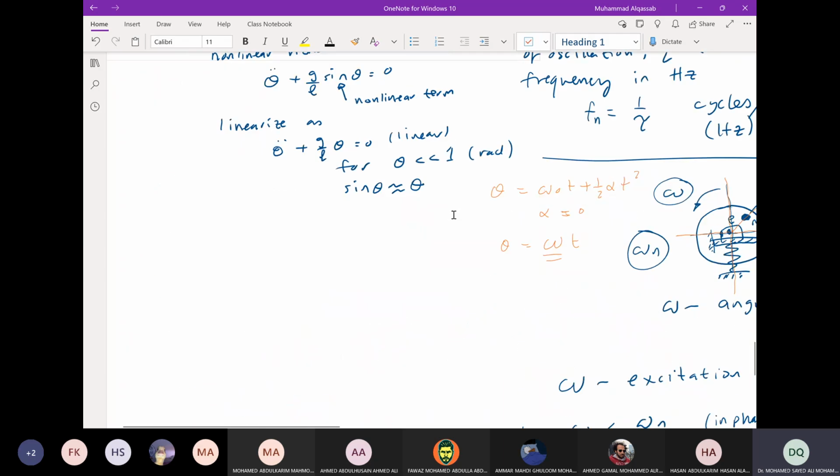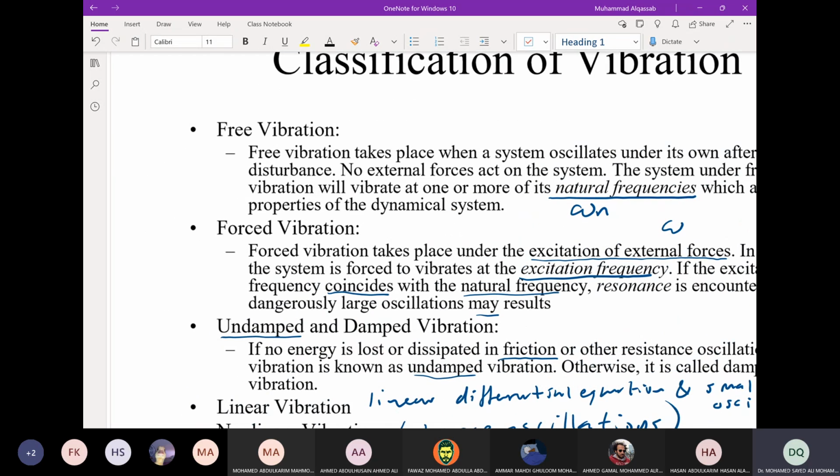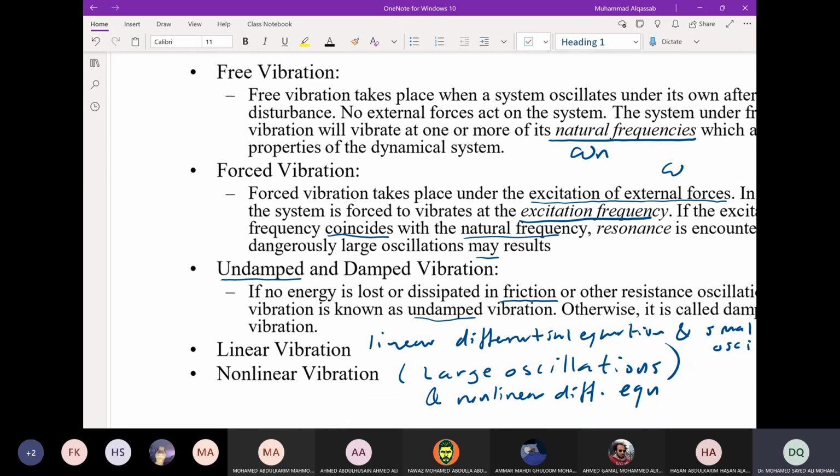We reached the classification of vibration, which is one of the important things in the course. The classifications are free vibration, forced vibration, damped and undamped, and linear and nonlinear vibration, and there are other classifications of vibration, but I focus on those because they will be covered in the course. Okay, so chapter 2 is going to be about free vibration. Chapter 3 is about forced vibration. Damped and undamped will be part of chapter 1 and chapter 2.